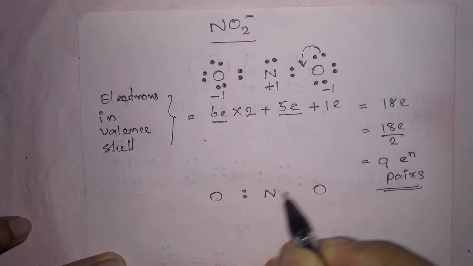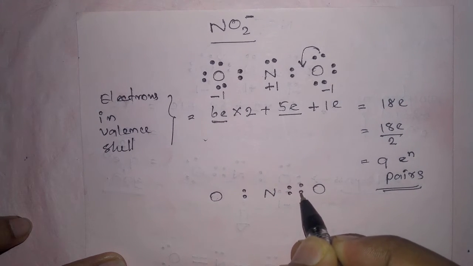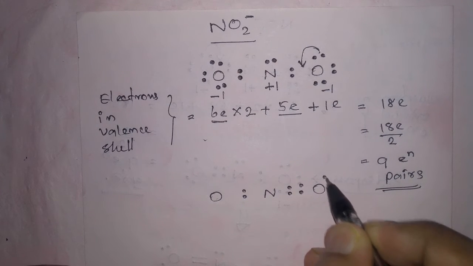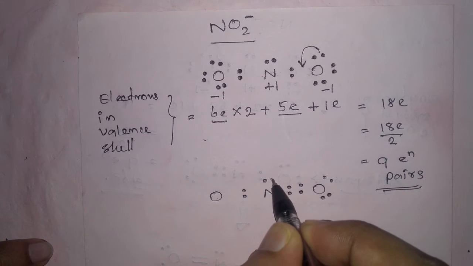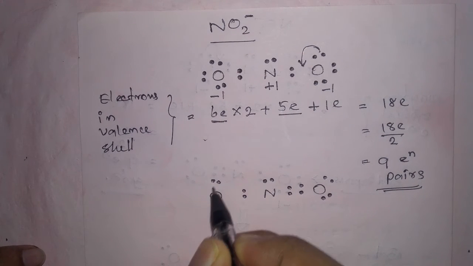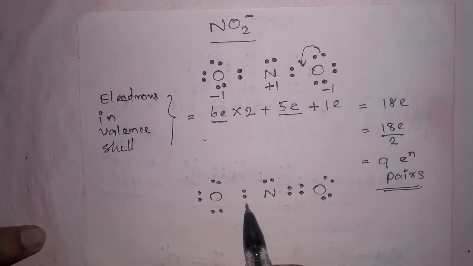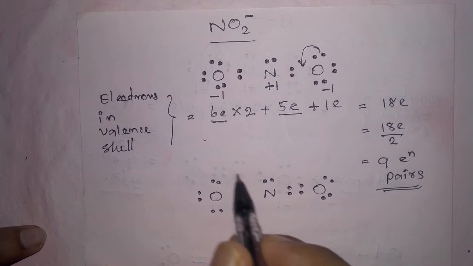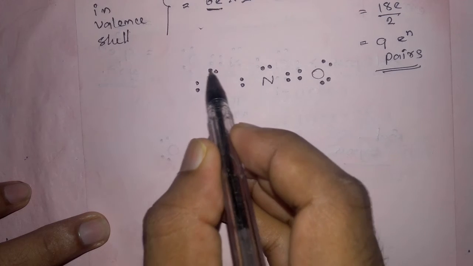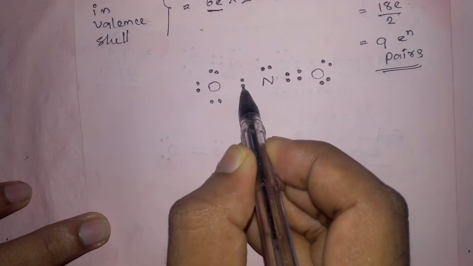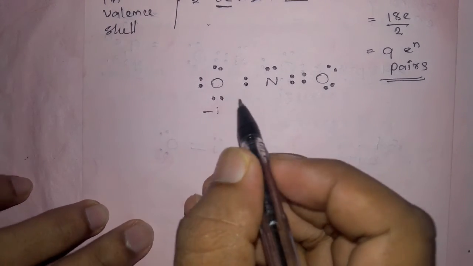There was a single bond. Now there are 2 bonds, like this. There are 2 electron pairs remaining on the oxygen, like this. Then let's calculate formal charge of this oxygen. 1, 2, 3, 4, 5, 6, 7. It has extra electron still, so it should have -1 charge.